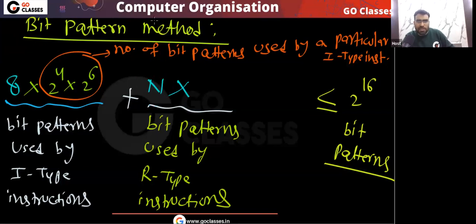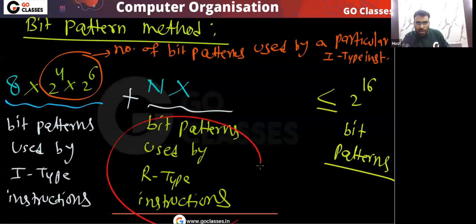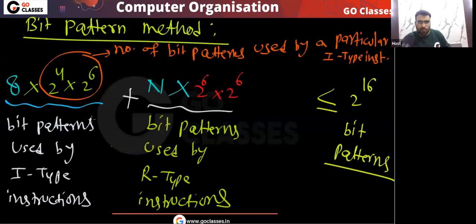Every R type instruction will consume how many bit patterns? Look at every R type instruction. Every R type instruction has opcode and 2 register names. So remember, every R type instruction will consume 2 power 6 into 2 power 6 these many bit patterns. So this is your equation. Now you can solve this equation and tell me the answer.